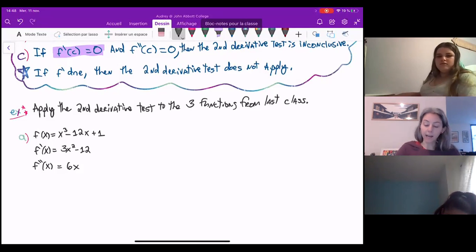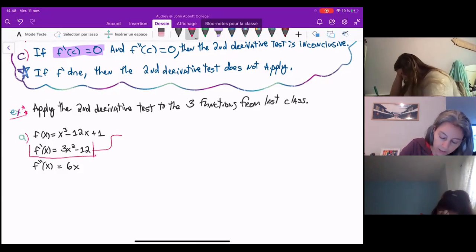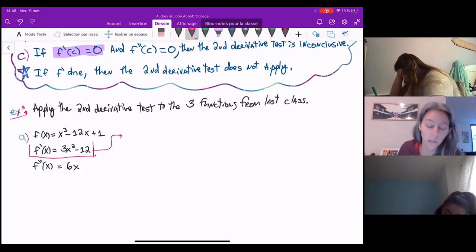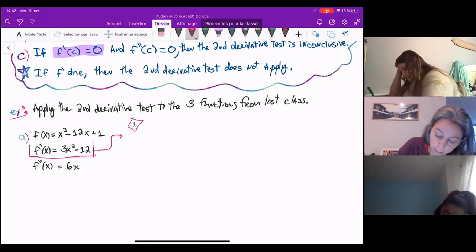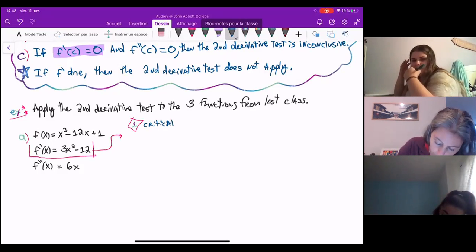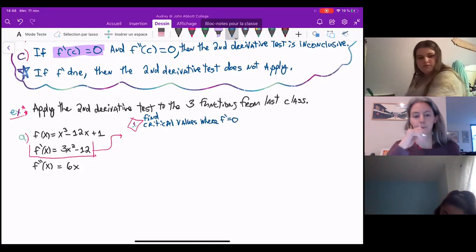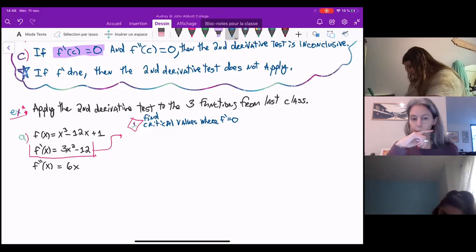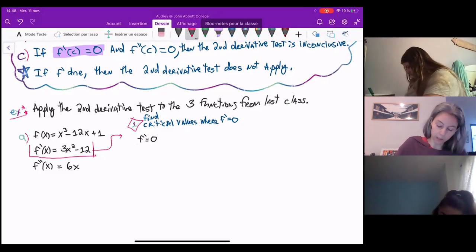Okay, so what the second derivative test is telling me to do is to go back and find my critical values, but only when f prime is equal to 0. So here we have step one: find critical values where f prime is equal to 0. So I'm taking f prime of x and setting it equal to 0.